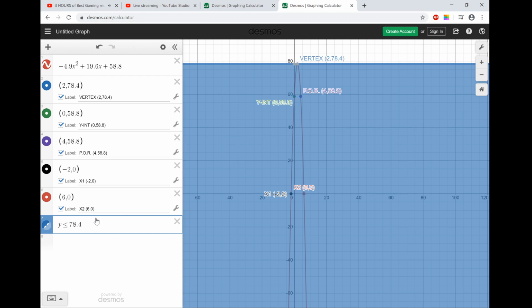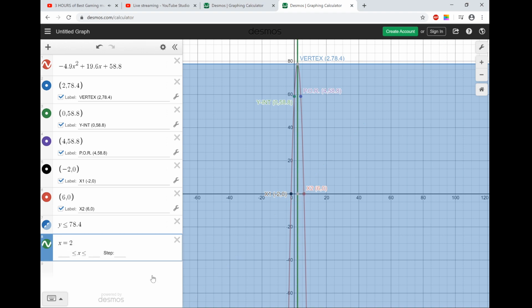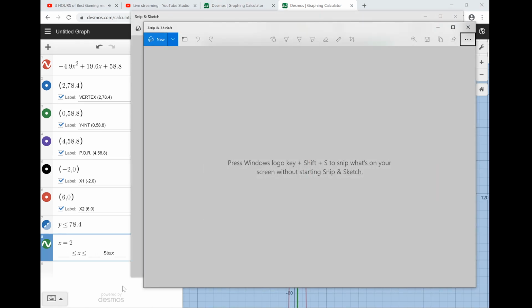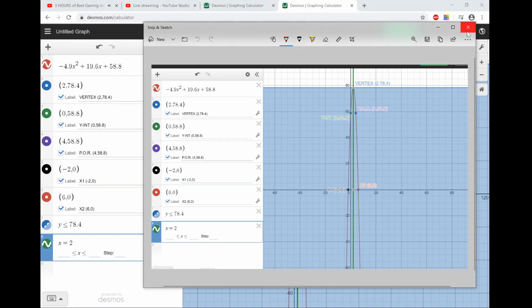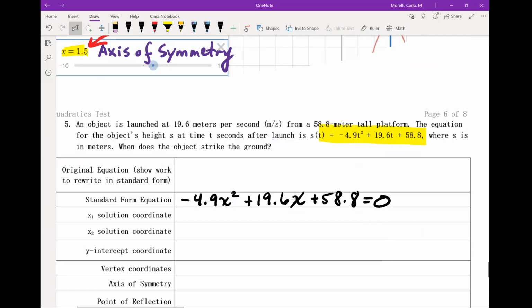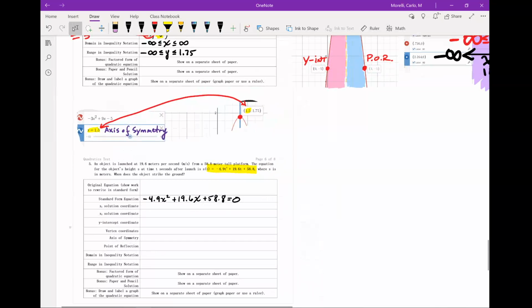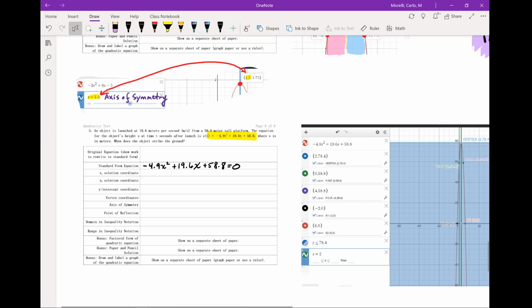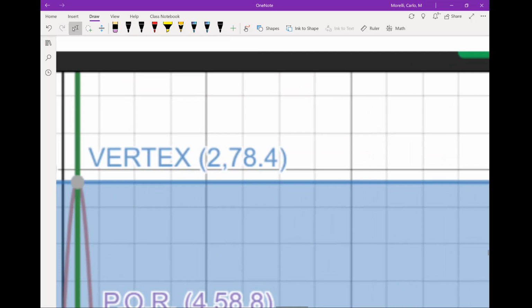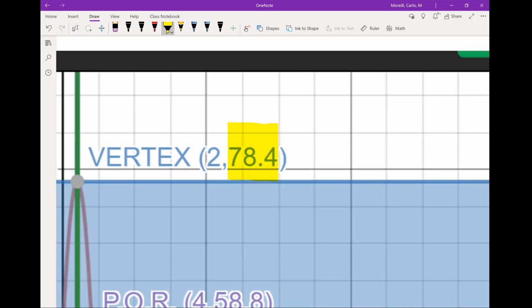Okay, the axis of symmetry is at 2. Everything below the vertex is the range. That's what he was saying. That's correct. So this is the 78.4.